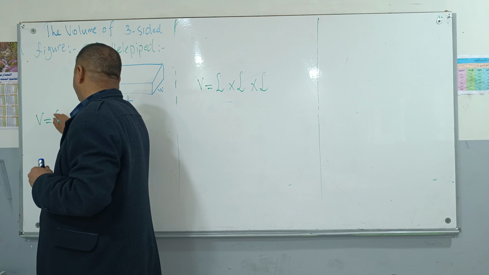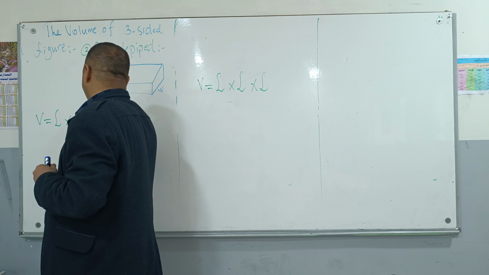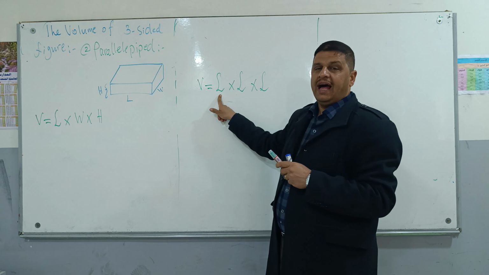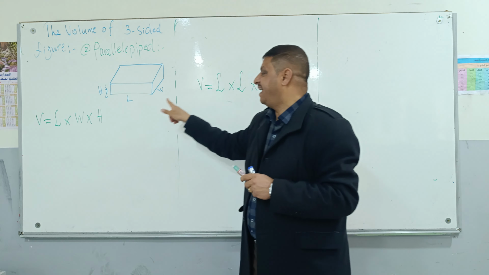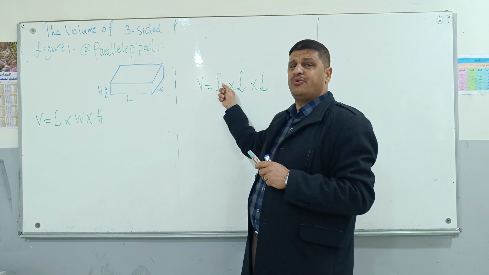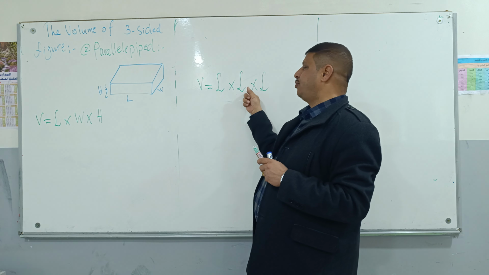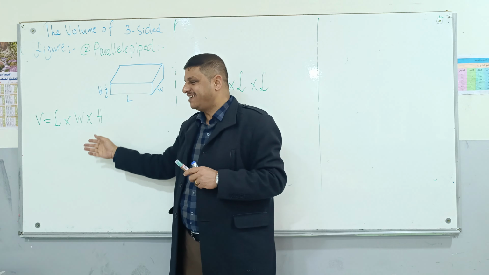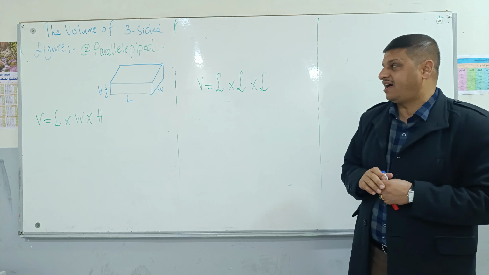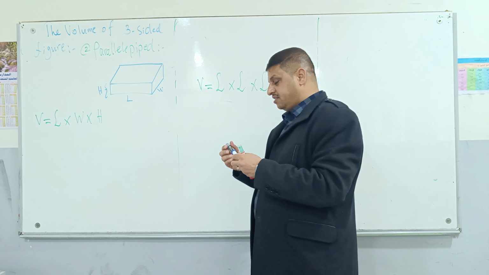V equals length times width times height. The same as the cube. In the cube, the width equals the length, and the height equals the length. But here they are all different. Length times the width times the height. Let's take an example.